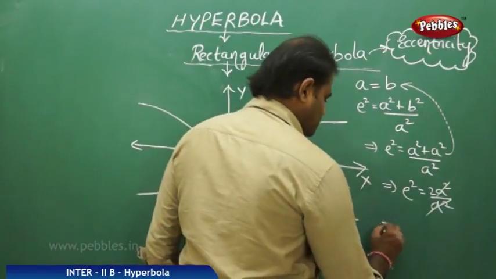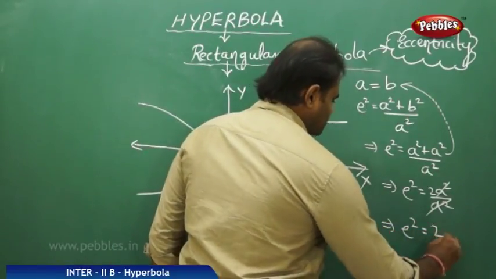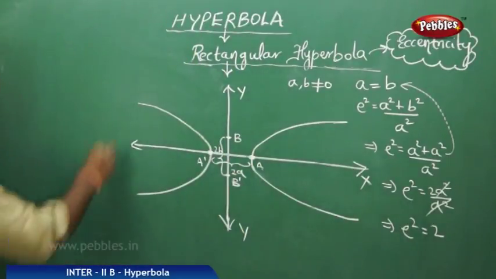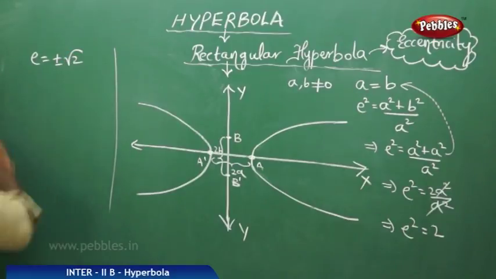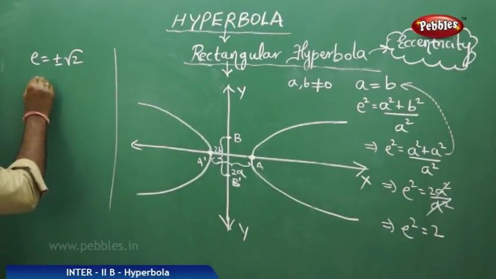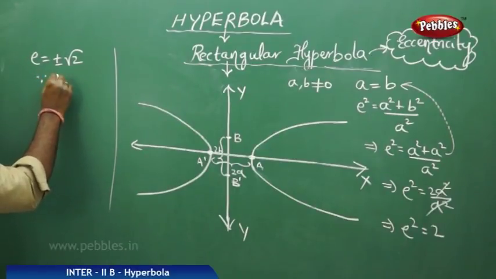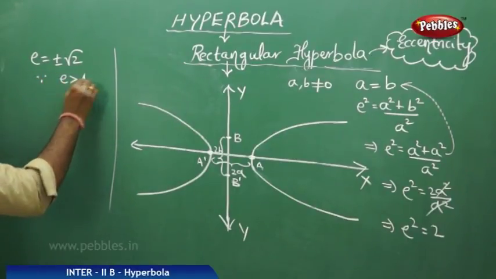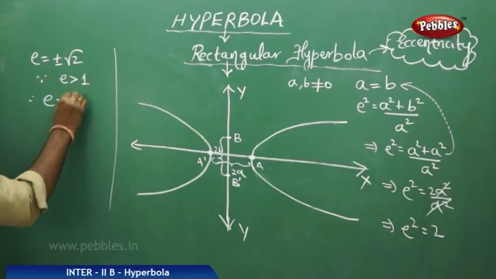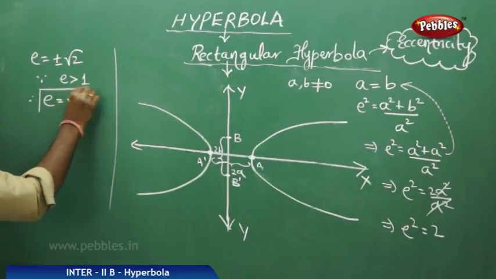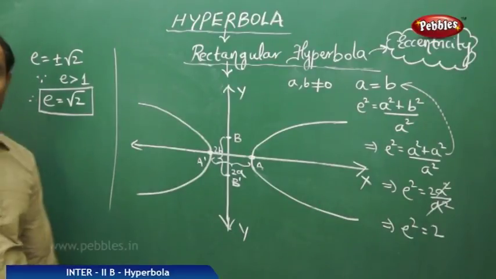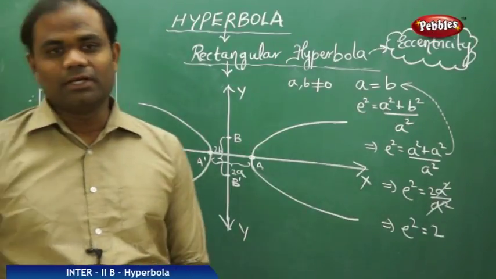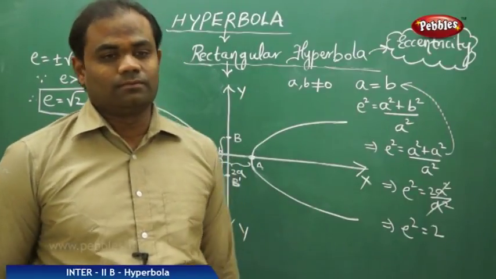Therefore, I get e squared equal to 2. This leads to e equal to plus or minus root 2, but I don't take the negative value, since e is greater than 1. Therefore, I have only one value for e, that is root 2. So I conclude that for a rectangular hyperbola, the eccentricity is root 2.